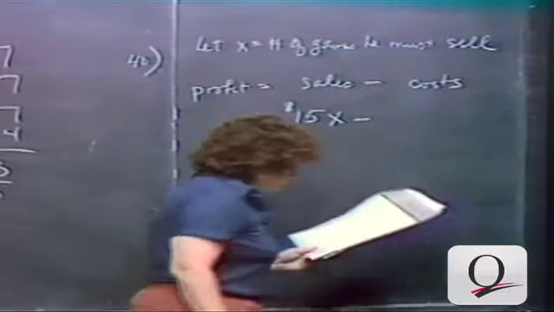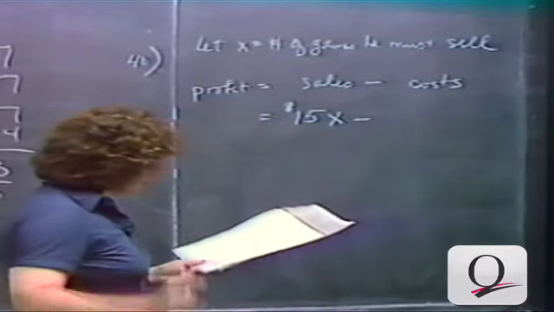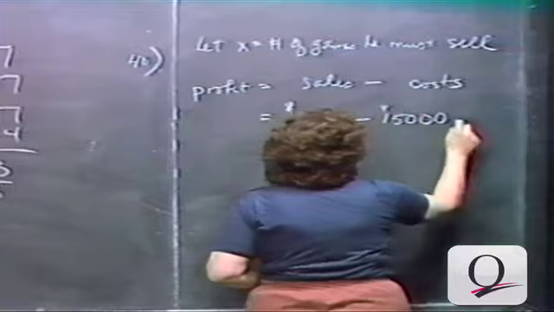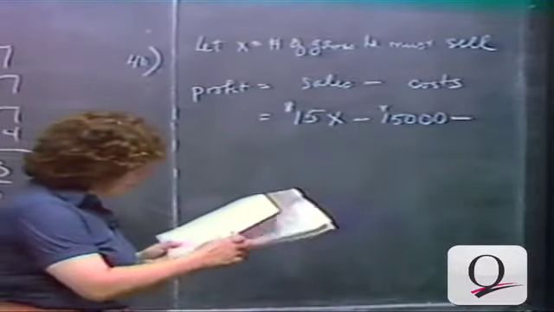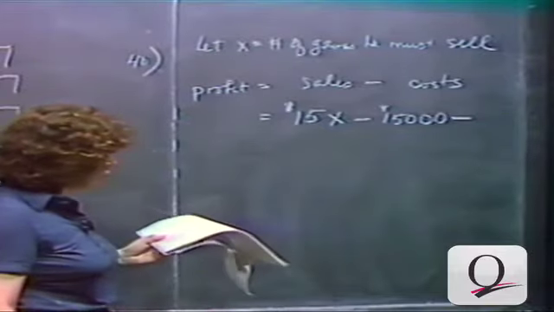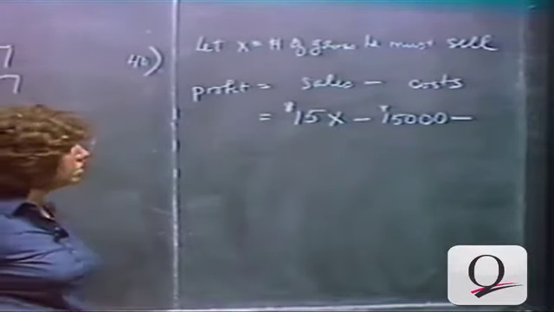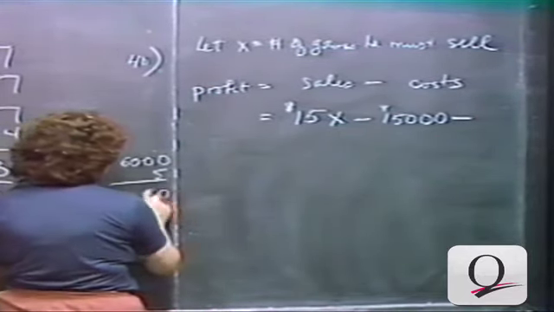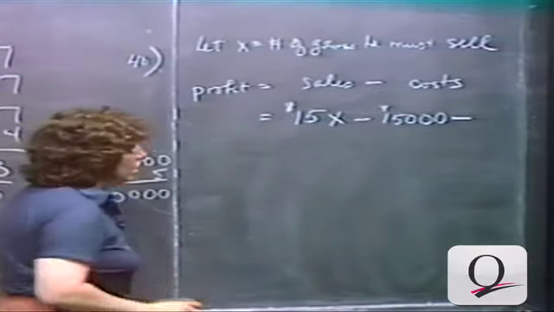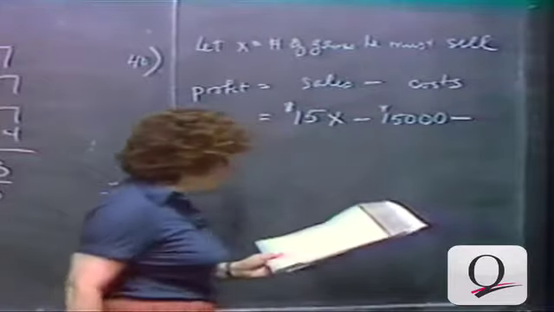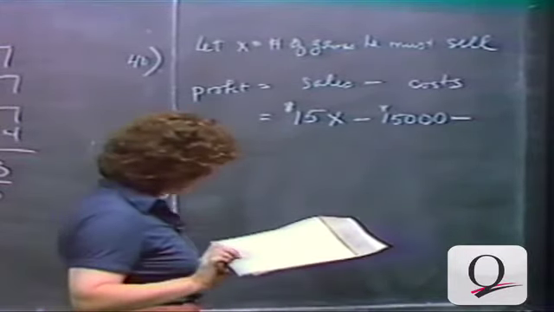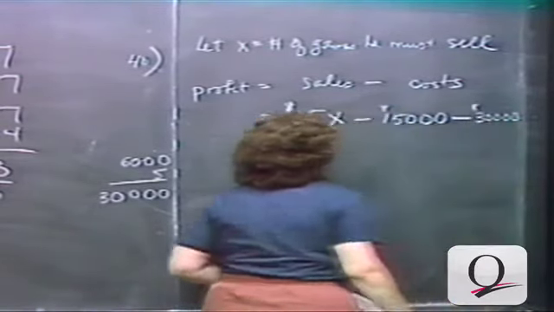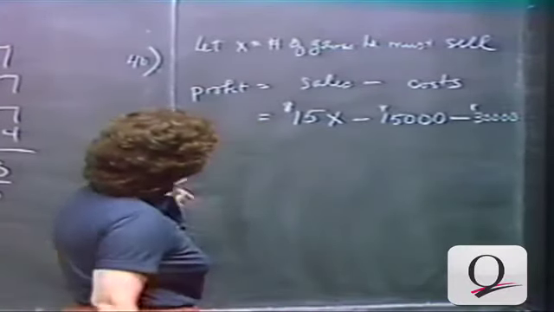Now, the costs. We are told that there are basically two costs. There's a general overhead cost of $15,000. And there is also a per game cost. It costs $5 to produce the hockey game, and he makes 6,000 games. So it's 6,000 games, $5 per game. That's $30,000. That's an additional cost. We have the general overhead cost of the $15,000, plus he makes 6,000 games at $5 per game, so an additional $30,000 to be subtracted.